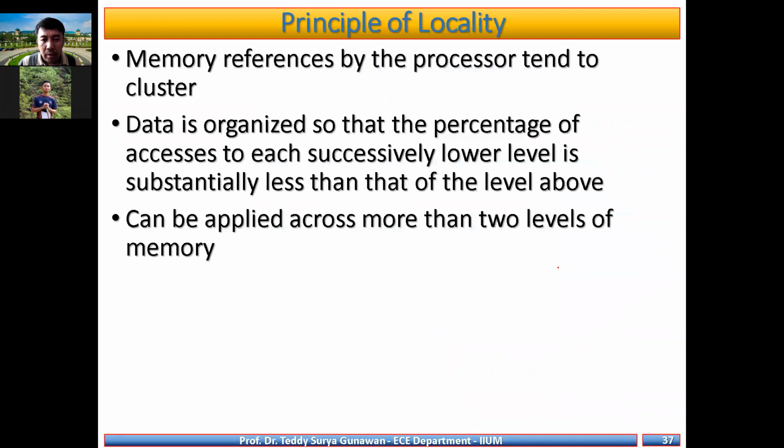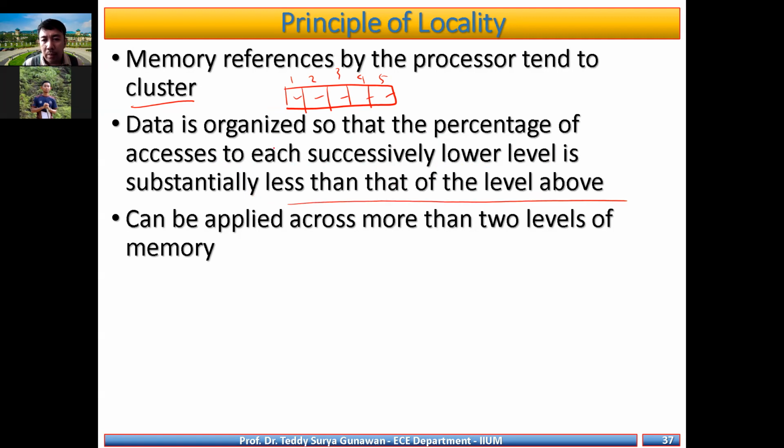Okay, so let's move on. Learning outcome number 5 is the principle of locality. Memory references by the processor tend to cluster. That means if you are accessing this element of a matrix, most probably you will also need the next ones, 1, 2, 3, 4, 5, based on experience and probability. So data is organized so that the percentage of accesses to each successive lower level is substantially less than that of the level above.